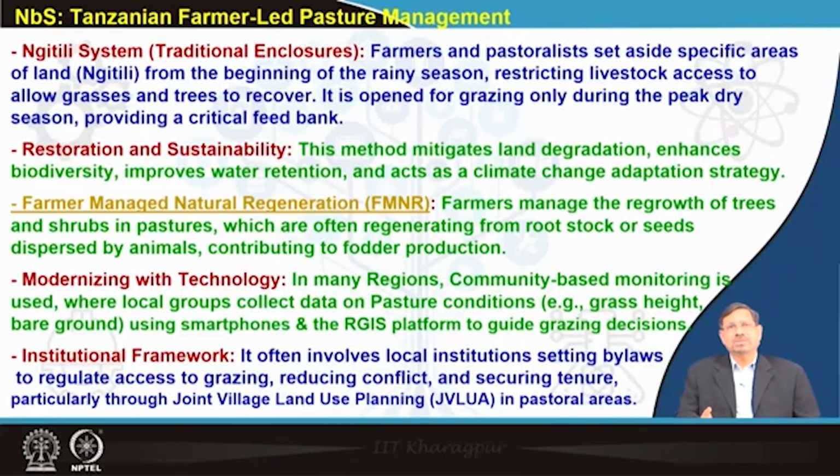Farmer managed natural regeneration, FMNR. So, that means farmers manage the regrowth of the trees and shrubs in pastures, which are often regenerating from root stock and seeds dispersed by animals, thereby contributing to fodder production.